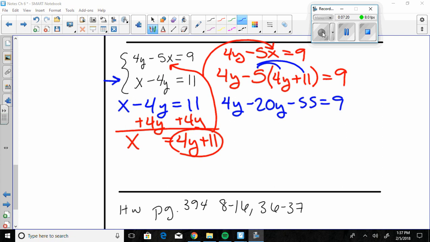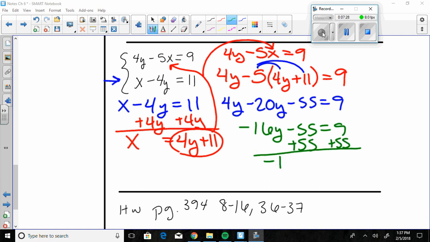4y minus 20y is going to give us negative 16y minus 55 equals 9. We're going to add 55 to both sides so that we get negative 16y is equal to 64. We divide by negative 16 on both sides, and we get that y is equal to negative 4.